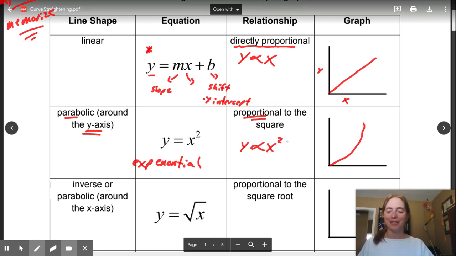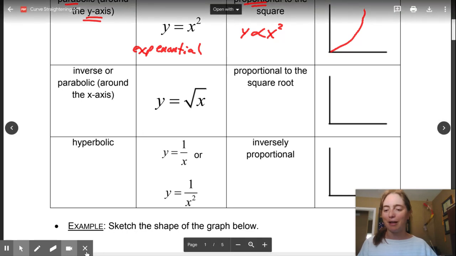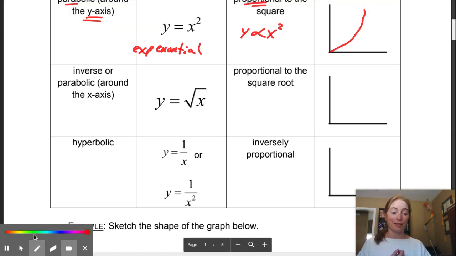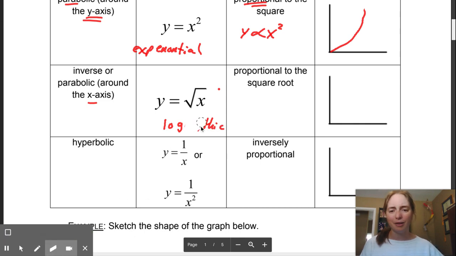I'm hoping that you are comfortable enough with your math from the last couple of years to remember all this stuff from your math courses. We're doing a lot of math in this course, so please bring your math knowledge with you. Now this one is your inverse parabolic, or parabolic around the x. So y is going to equal the root of x. In this case, you could see a logarithmic pattern. I am spelling this wrong, however you spell logarithmic.